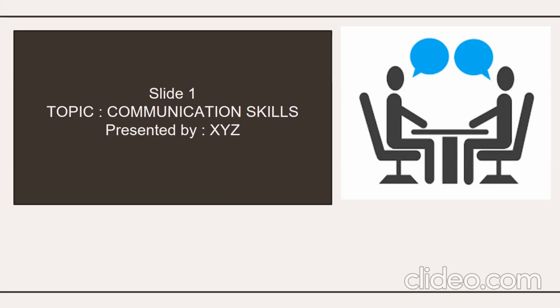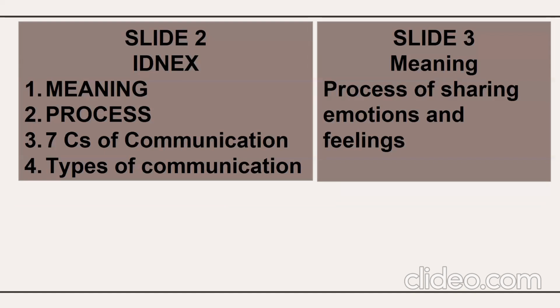So slide 1 is a topic slide: topic, communication skills, presented by XYZ. And then slide 2 should be the index. I'm sorry, I do apologize for the spelling error. It is INDEX. In the index, I should mention what my next slides are. So my next slides are: meaning, process, 7 C's, and the types of communication.